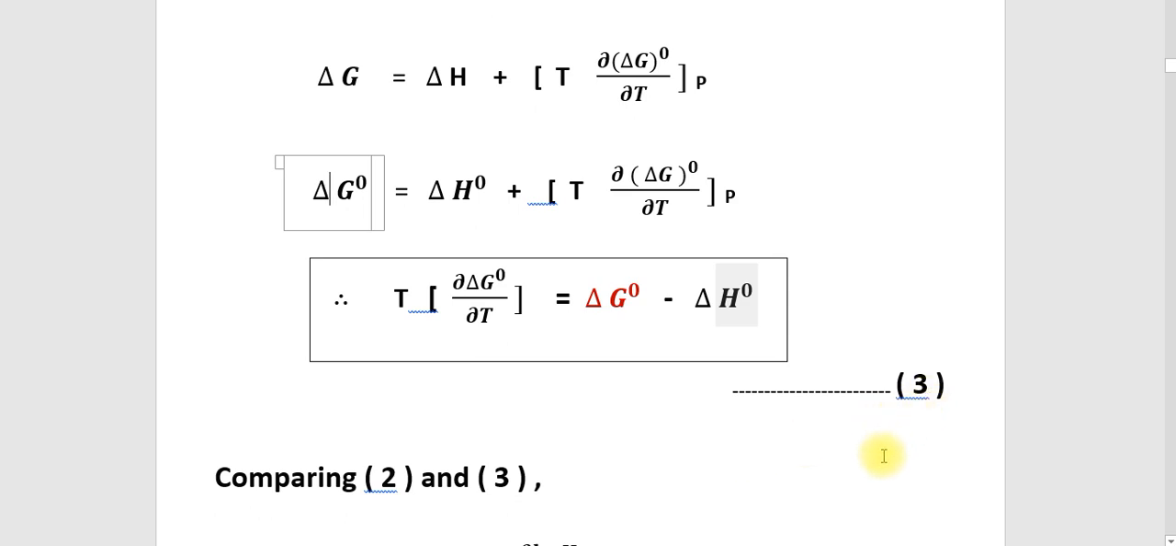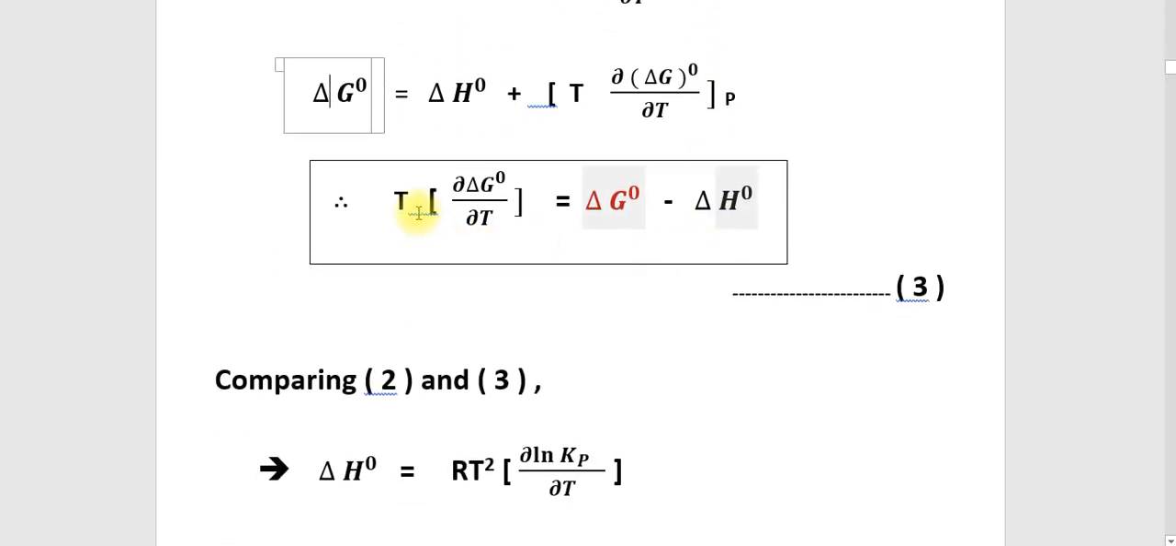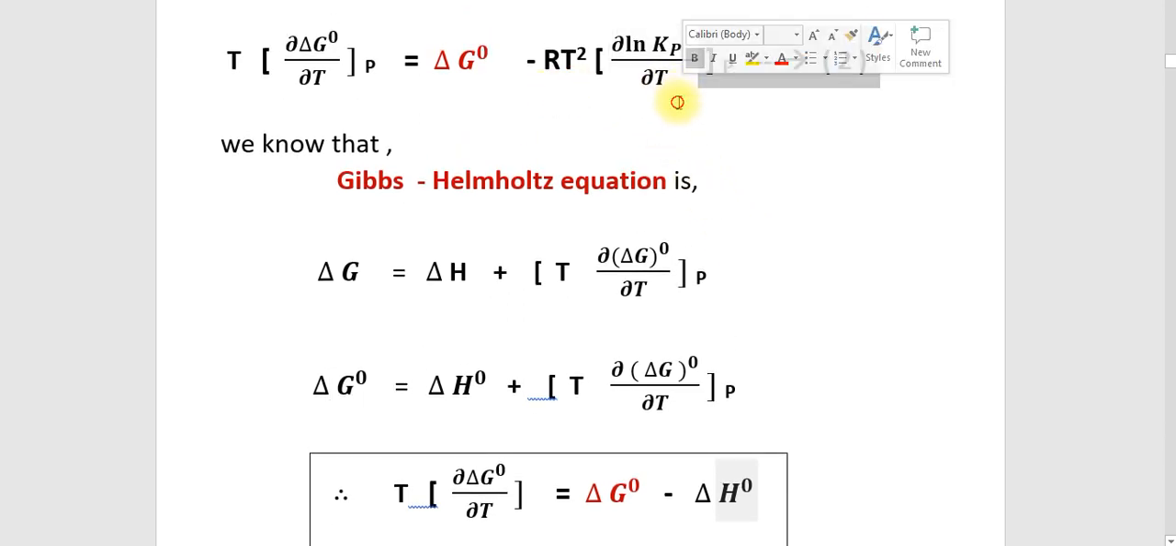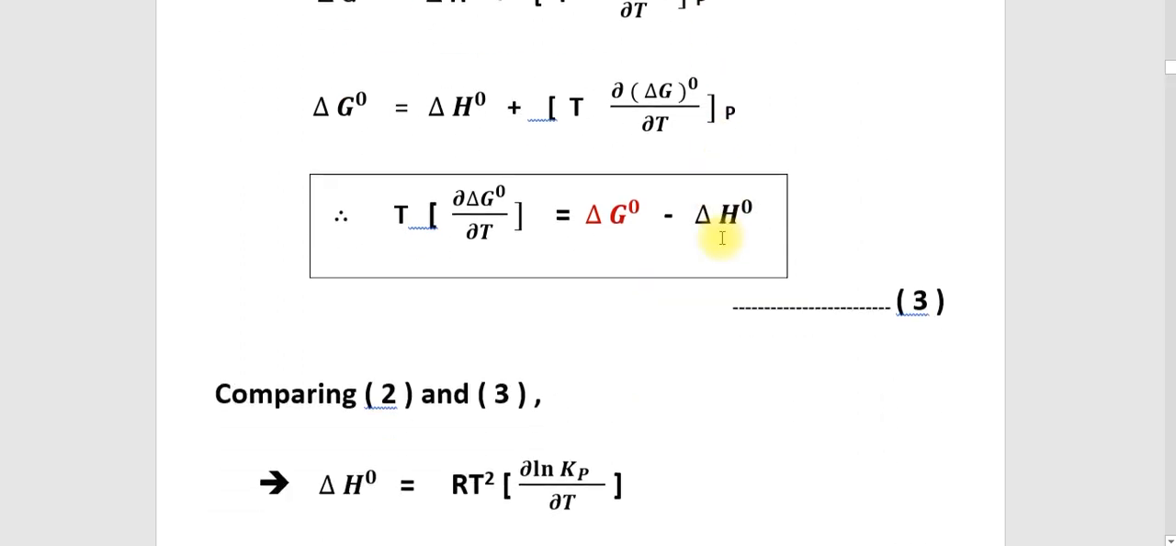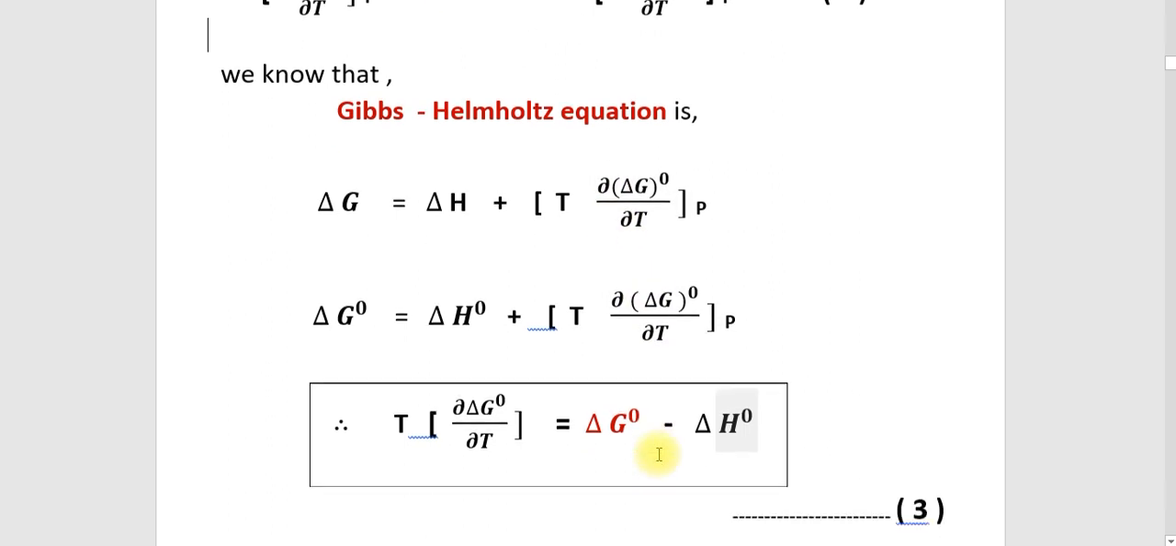Then we simply compare equation 2 and equation 3. This is equation 2, T into dou delta G0 by dou T at constant pressure, but I will just compare here. Then I get the equation delta G0 and this term, and the other one is T dou delta G0 by dou T equal to delta G0 minus delta H0. So what can I substitute? This term can be substituted with delta H0. Both are negative, so we do not consider the negative.